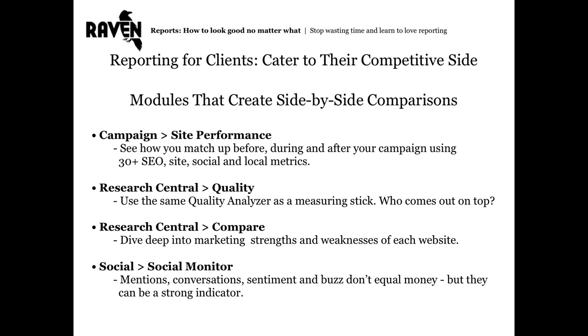Finally, everyone loves to see his or her company dominate the competition, and Raven can help you make these head-to-head comparisons in a number of ways, including a few tools we've already touched on, like Site Performance, which is an automatic way to draw these detailed head-to-head comparisons of an overall campaign. You've got those custom quality analyzers where you can measure your site against the competition using the same valuable metrics of your choosing. Research Central also has a really detailed comparison module. It's just an easy way to stack up your site alongside another website at any time in your campaign.